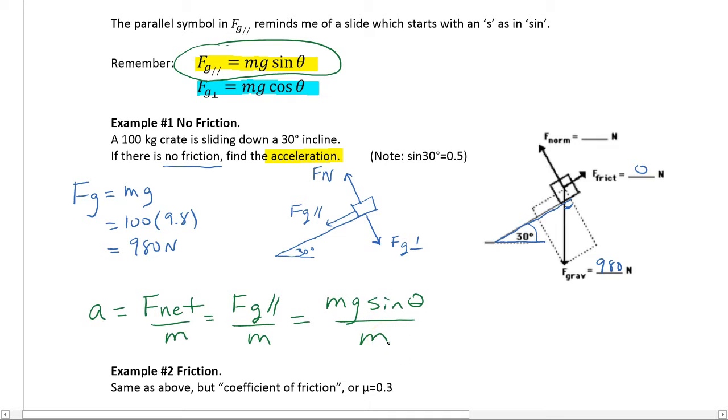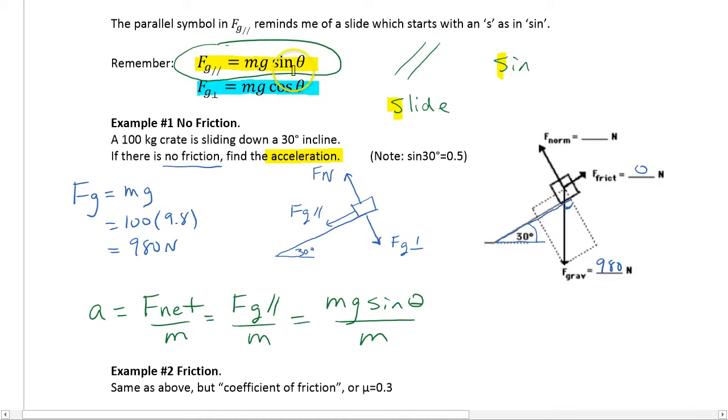By the way, just how to remember that the parallel goes with sine and the perpendicular goes with cos. You can come up with your own memory tricks, but I look at this and say, okay, that parallel thing looks like a slide, and the word sine also starts with an S. So it kind of works for me. I look at Fg parallel, I see a slide, so I think that's mg sine theta. Fg perpendicular is not sine, but whatever's left over is cos, mg cos theta.